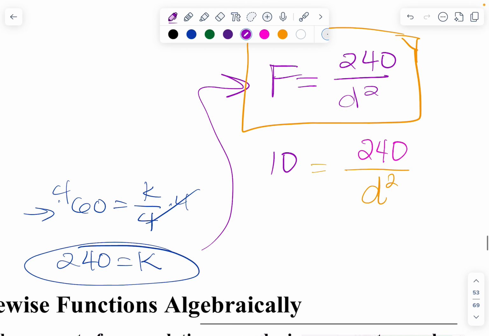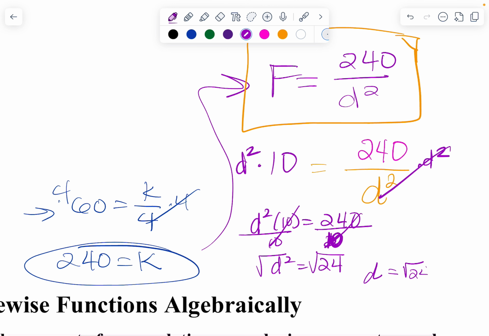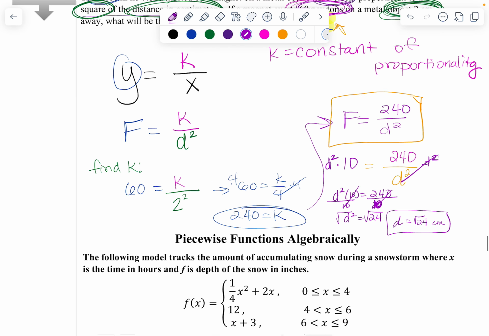In order to get d out of the denominator, we multiply it on both sides, and we get d squared times 10 equals 240. Divide both sides by 10, and we get d squared equals 24. Take the square root of both sides. Distance can't be negative, so it's not going to be plus or minus, it's just positive: d is the square root of 24. And that's in centimeters.